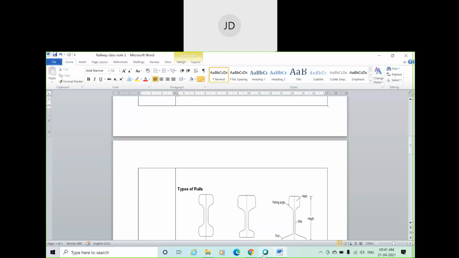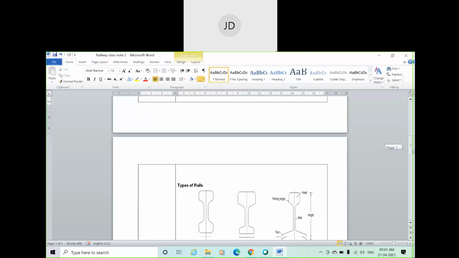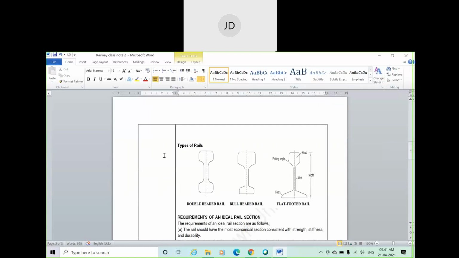Now, if I talk about the types of rail, okay, basically there are three types of rail. You can see the cross-sectional view here. We have double-headed rail, bull-headed rail, and flat-footed rail. Basically you will see a flat-footed rail even here. Next time you go outside, go to the railway track and check closely what type of railway track is there. What is the cross-section? If possible, try to see.